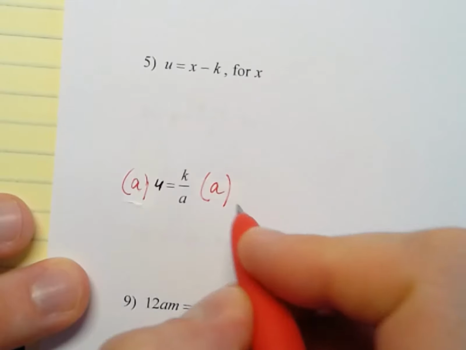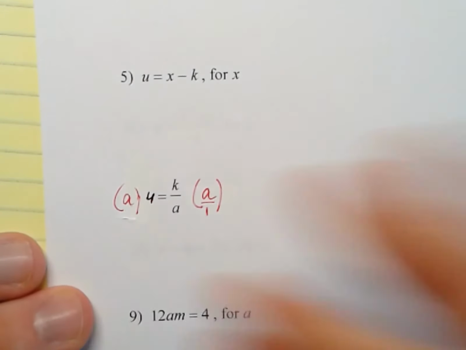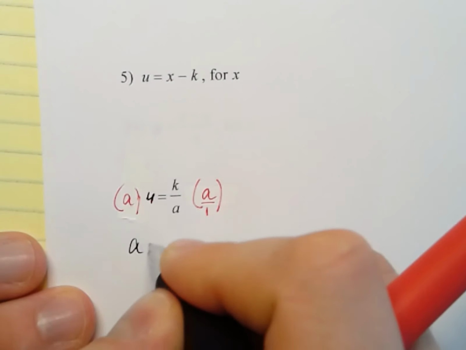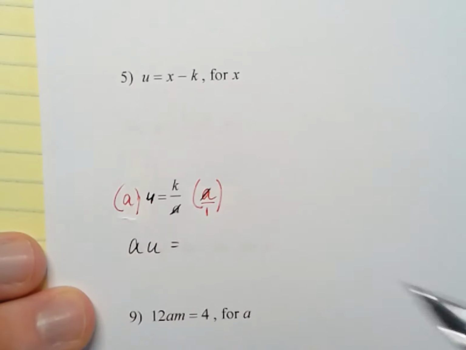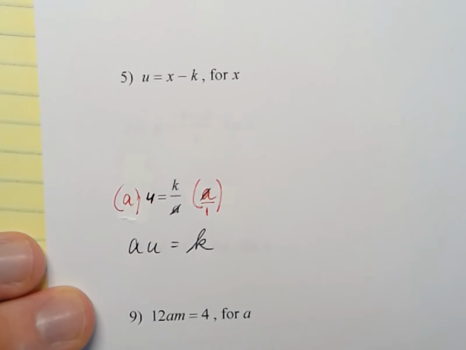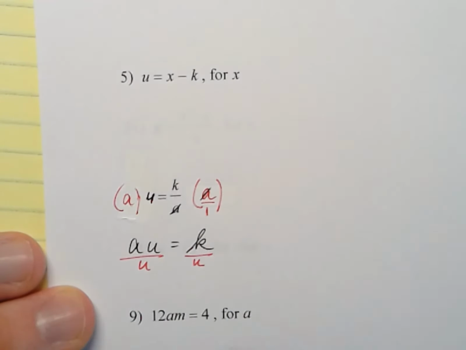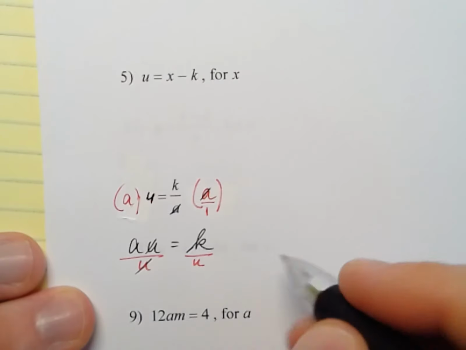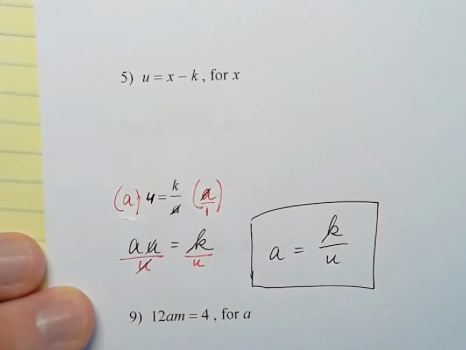Multiply by a over here. And so if we're multiplying by a, on the left-hand side we're going to have a u equals, and then the a and a are going to cancel. So we'll have k over 1, which is just k, and we're solving for a here, so now we need to divide by u and divide by u, and so these u's cancel, and we're left with a equals k over u. See? Nothing is unusual here.